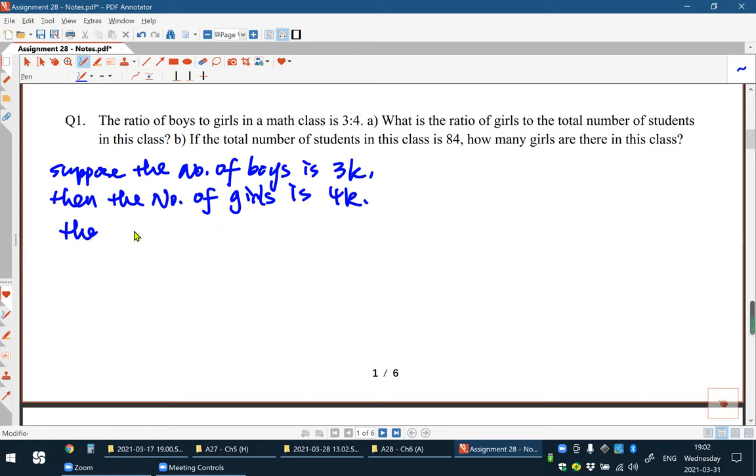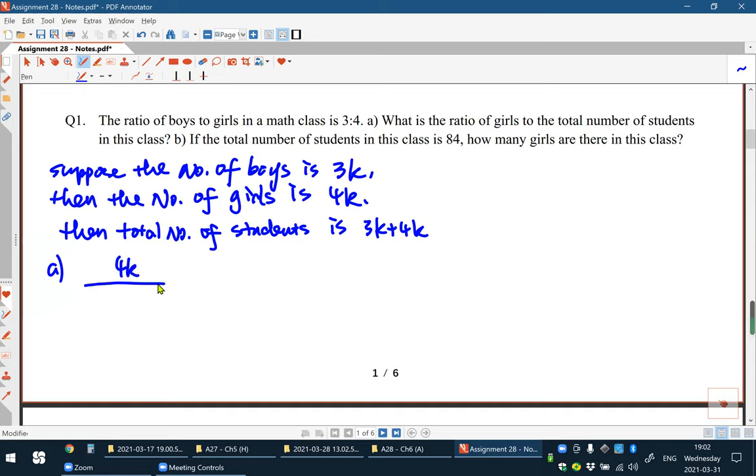Then the total number of students is how many? Should be 3K plus 4K, right? So for question A, the ratio of girls to the total number of students should be 4K over 3K plus 4K, which is 4K over 7K, which is 4/7. Of course, here K is not zero, right? Okay, any questions?